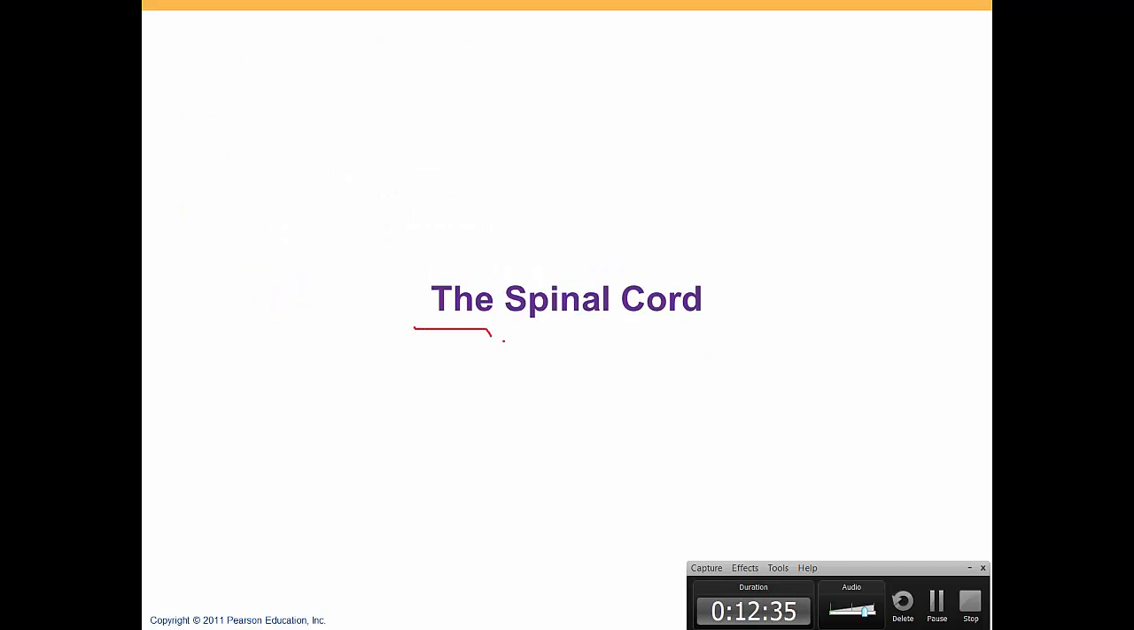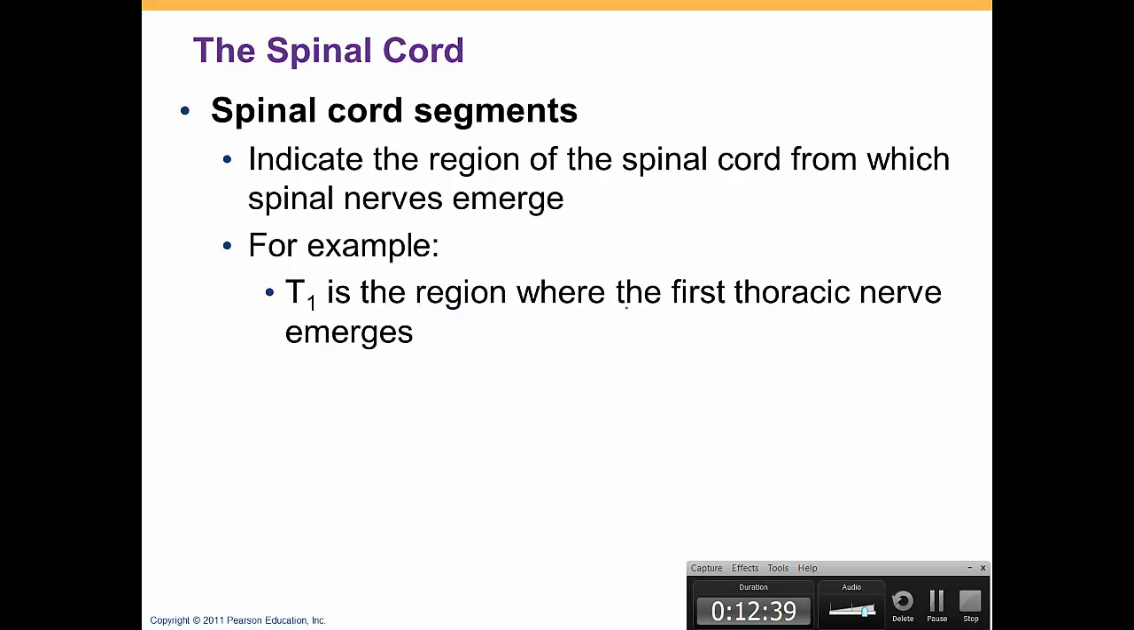The first part we'll talk about in the central nervous system is our spinal cord. And the spinal cord is made of segments, just like our vertebral column has segments. And these segments will give you spinal nerves. So the spinal nerve that is T1 comes from the spinal cord region or segment that is T1.